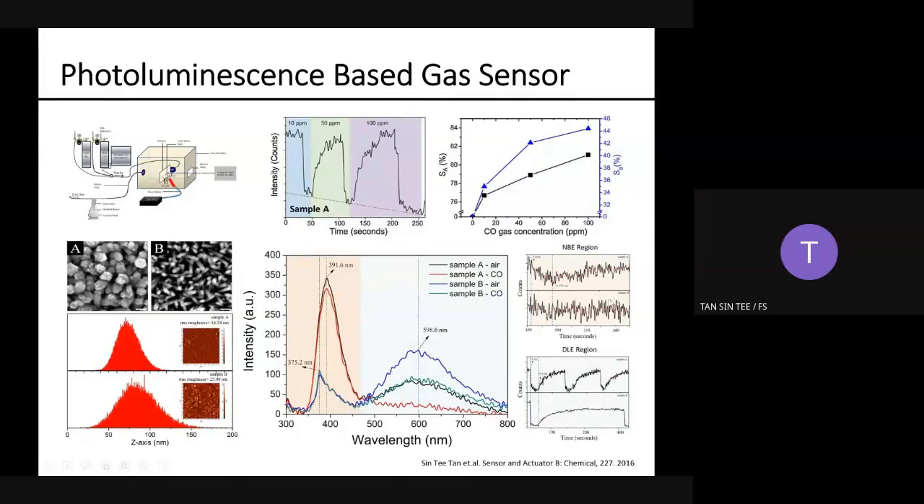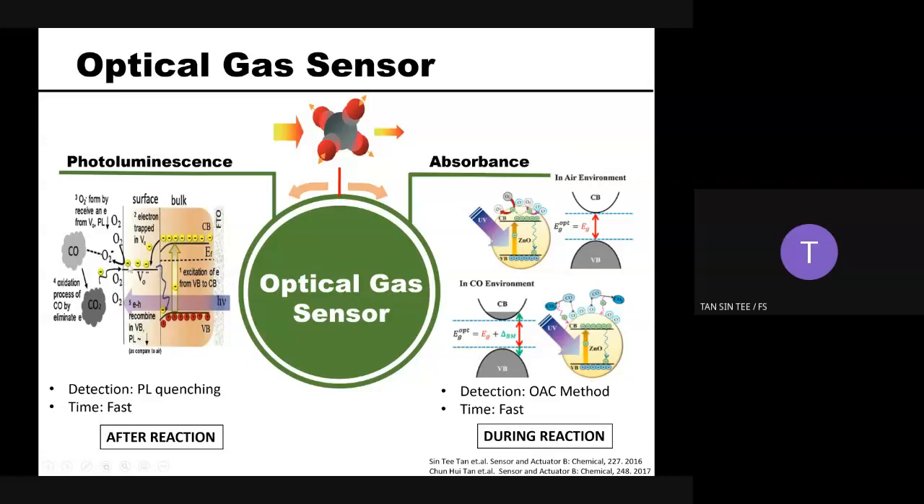This part shows a more detailed analysis of the response time. From the response time, we can conclude that sample A gives a higher sensitivity compared to sample B, which takes a longer time to react. In the visible part there is a change, while in the UV part you don't observe much changing. It just means that most of the reaction occurs at the surface oxygen defect sites.